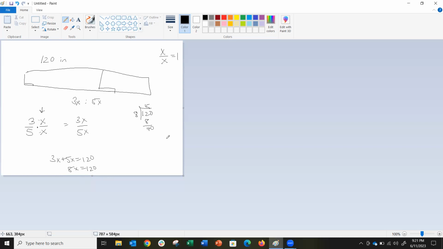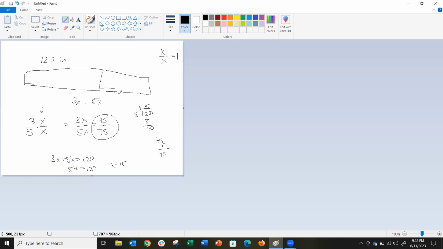15, there we go. So that means I'm going to multiply this first term by 15. So 3 times 15 and 5 times 15. I don't remember that one off the top of my head. So the lengths of your 2 sections are 45 and 75 inches. So your answer there was D.